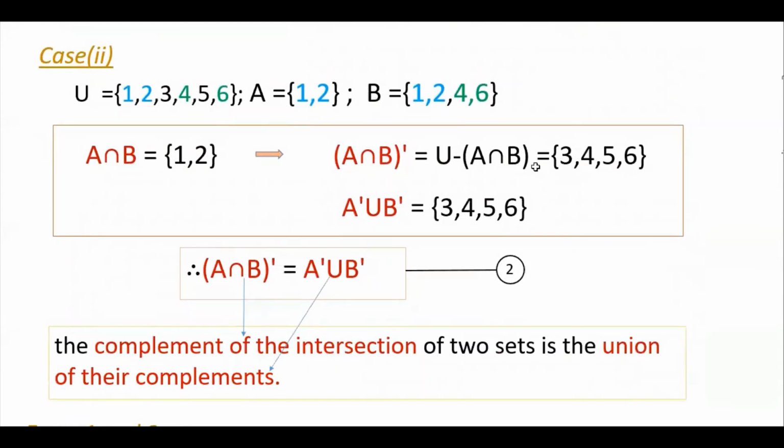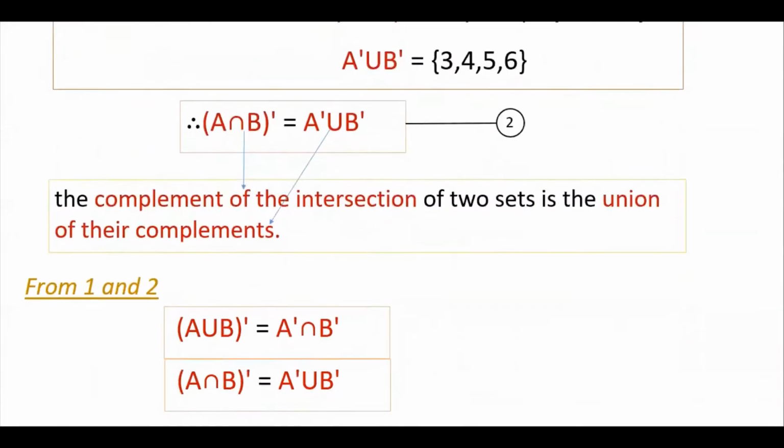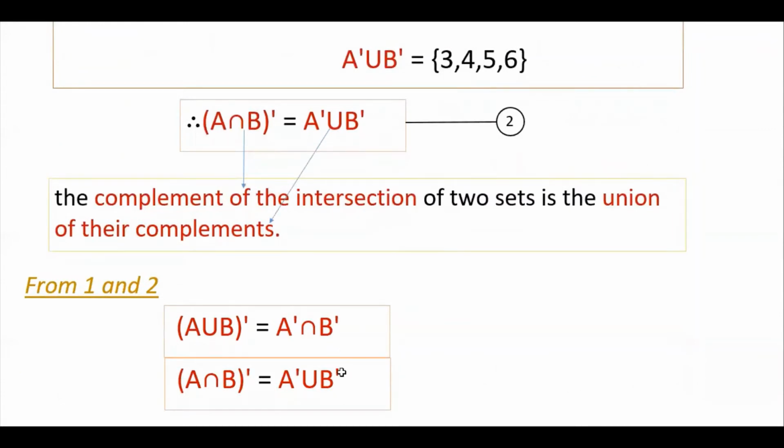And if you see, these two sets are equal. Therefore, the complement of the intersection of any two sets is equal to the union of their complements. So this is the second one. These are called De Morgan's laws. So you can write the two laws here like this. You have to remember these laws.